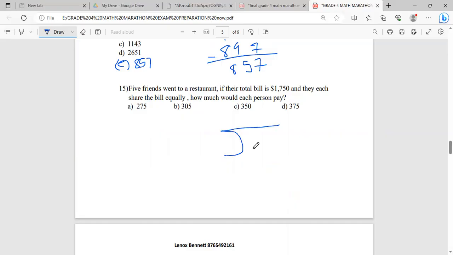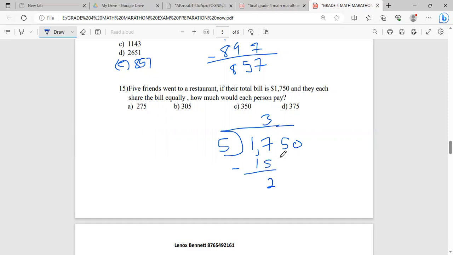And of course, if the bill comes to 1750, we just divide by 5. 5 into 1 we can't. 5 into 17 goes 3 times. 5 times 3 is 15. So we're going to subtract now. Long division, you know, guys.